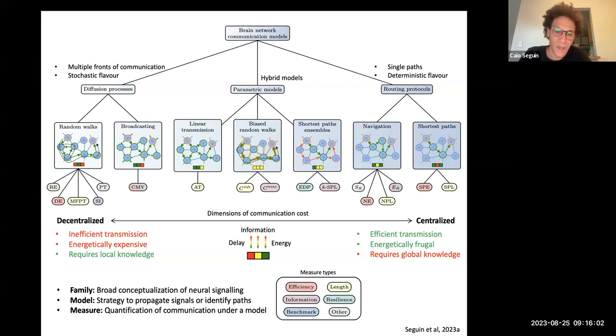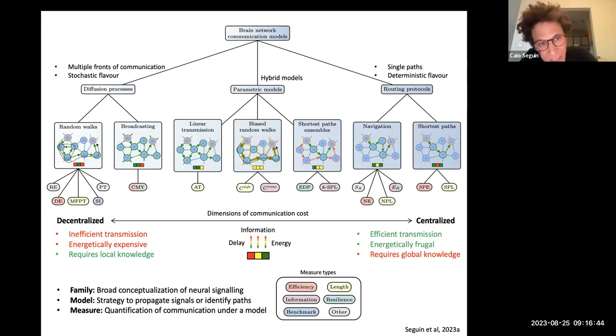They can conceptualize the efficiency of transmission. They can conceptualize the cost of transmission, how much information, in an information theoretical sense, in terms of the number of bits you would need to implement a certain strategy. You can quantify resilience in terms of how many alternative routes you have between two different nodes. You can benchmark the efficiency of one measure versus the other. There's a lot of different things. I'm not going to get into the detail of this, but there are a lot of different ways in which these models can be used to quantify network communication.